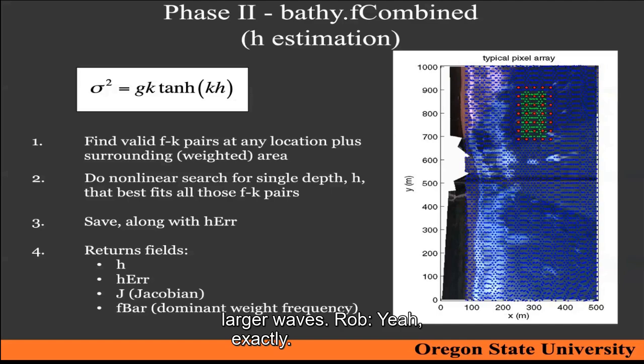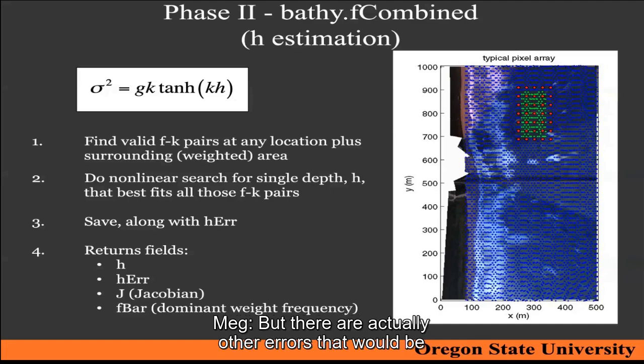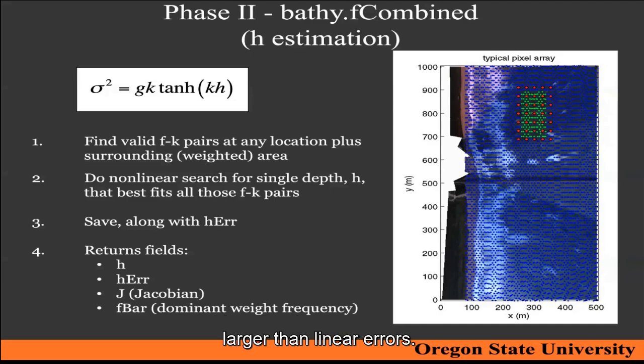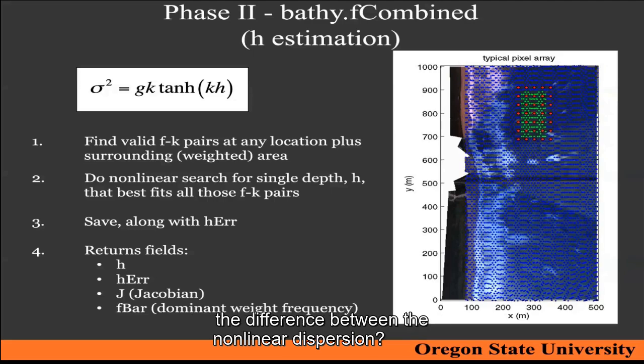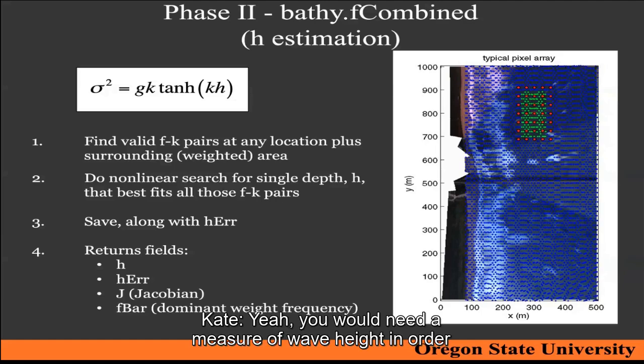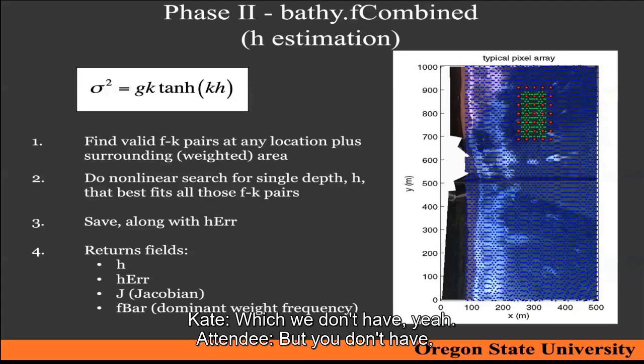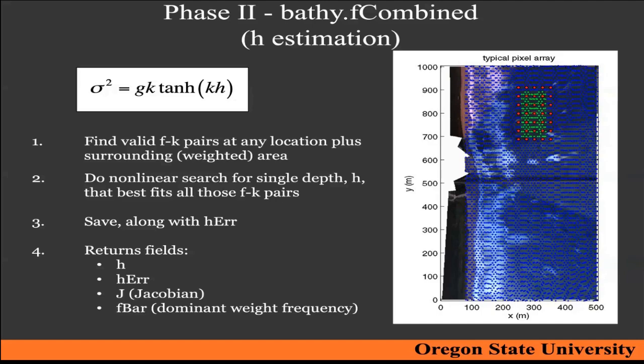There are certainly errors during larger waves, exactly. But there are actually other errors that would be larger than linear dispersion errors. So have you looked at nonlinear wave dispersion to quantify the difference between linear and nonlinear dispersion? People have. You would need a measured wave height in order to use it, so the correction is dependent on wave height, which we don't have. There are worse problems than that. So this ends up being a little bit worse. So I'm passing it up to one.